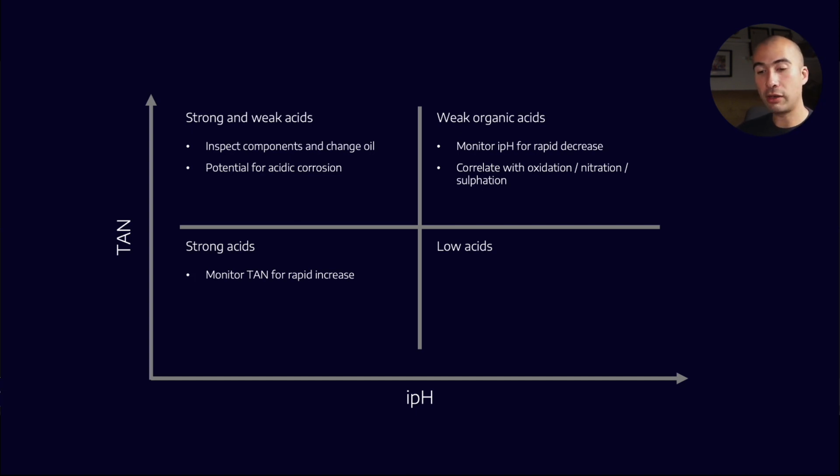Because if I have an increase in TAN and it's all strong acids, now I'm starting to move into that top left-hand corner. We want to check for oxidation and viscosity as well. And if we have low acids, then no action is required. So this map gives us an opportunity to use both IPH and TAN in conjunction with each other. At the moment, none of the OEMs are specifying this. They're just giving hard limits on TAN as well as IPH. But really, the power of using these two together is that it can give us a lot more information than either of the tests on their own.